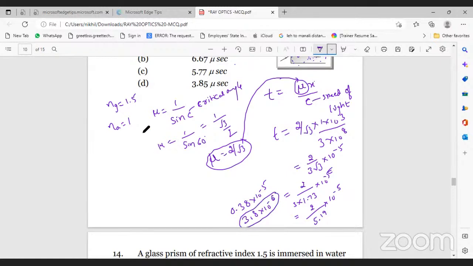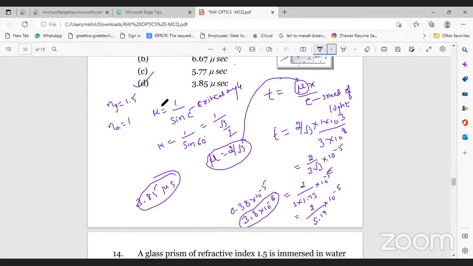What is 10 power minus 6? Micro. So 3.8 microseconds. So which is the right option there? Option D. Got it?